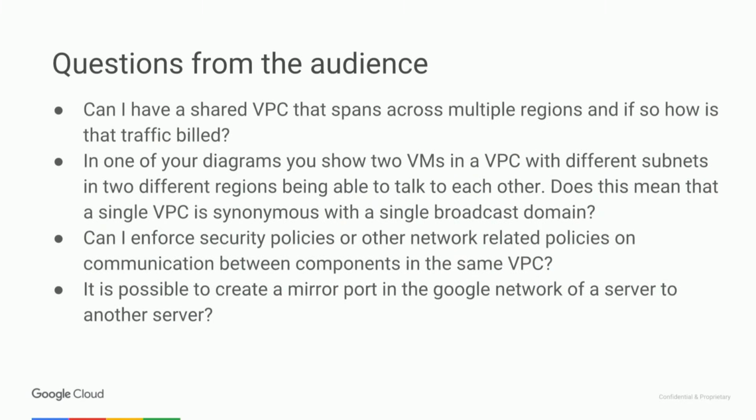Okay, great. In one of your diagrams, you show 2 VMs and a VPC with different subnets in 2 different regions being able to talk to each other. Does this mean that a single VPC is synonymous with a single broadcast domain? So I wouldn't necessarily think of it in terms of a broadcast domain, because a broadcast domain is really a layer 2 construct, right? So typically when you think about a layer 2 broadcast domain, what's separating broadcast domains is layer 3 routers, right? In this case, it's not really a layer 2 broadcast domain.